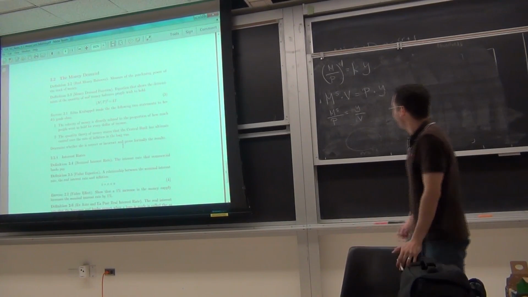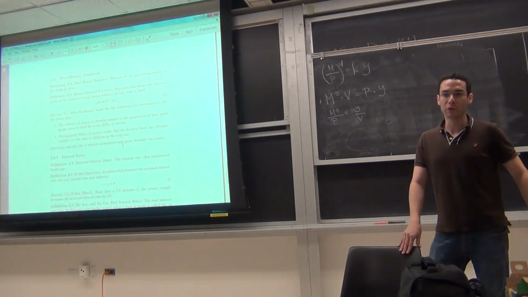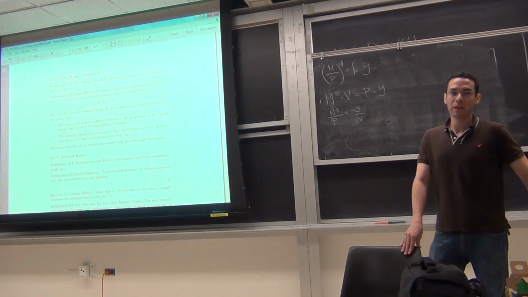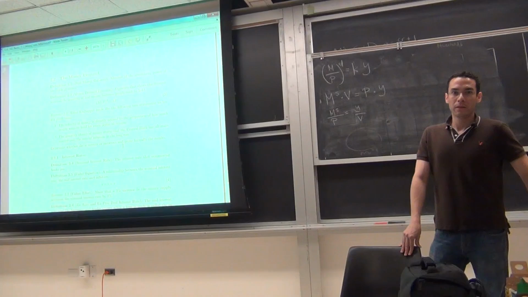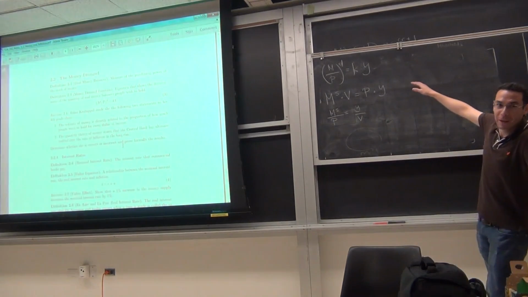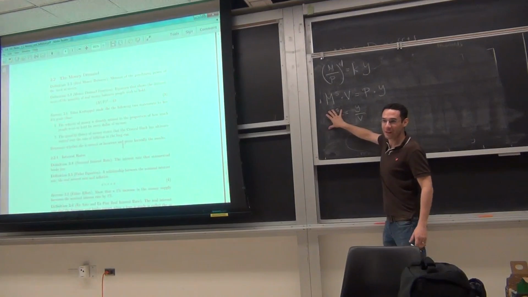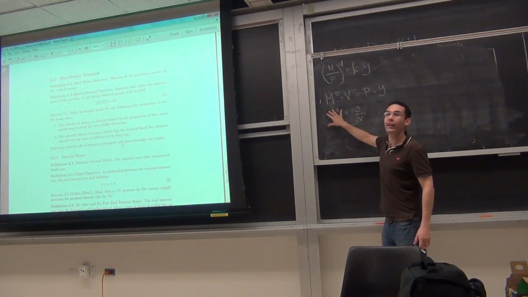I'm really close, right? What would be the next step? What must be true in equilibrium? We're really close. We have the real money demand, and here we have the, what is this? The real money supply, yeah?